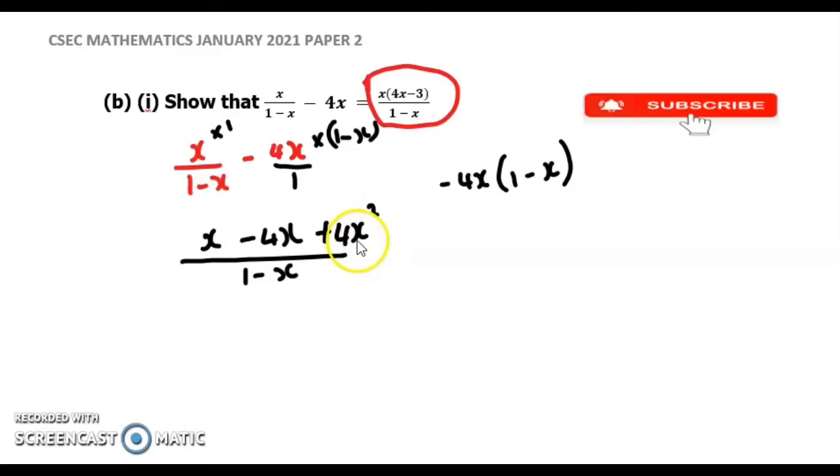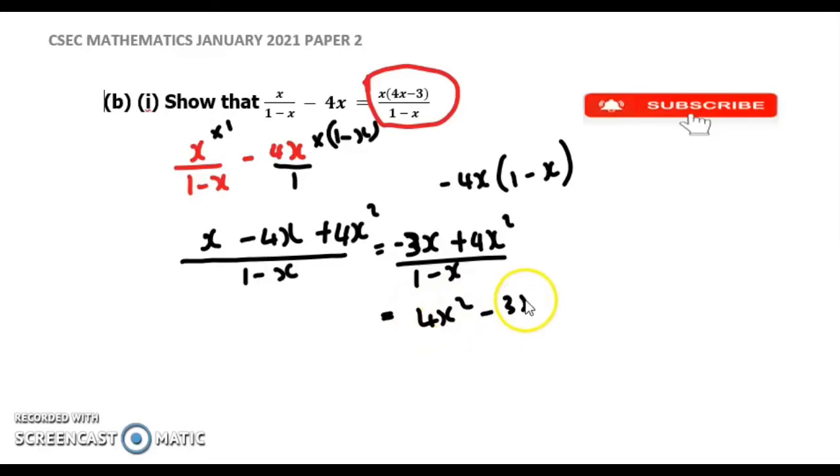So now we can just go ahead and calculate our answer. So here we can say that we have x minus 4x, we're going to get negative 3x. And here we have positive 4x squared over 1 minus x. So what we can do, we can factor out based on what we have here in the bracket, we can factor that out. But before I do that, I'm just going to rearrange my terms. So I have positive 4x squared, negative 3x over 1 minus x.